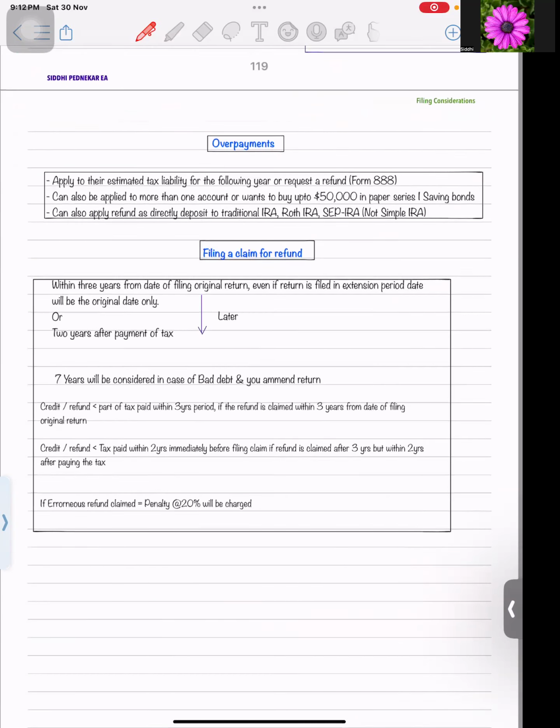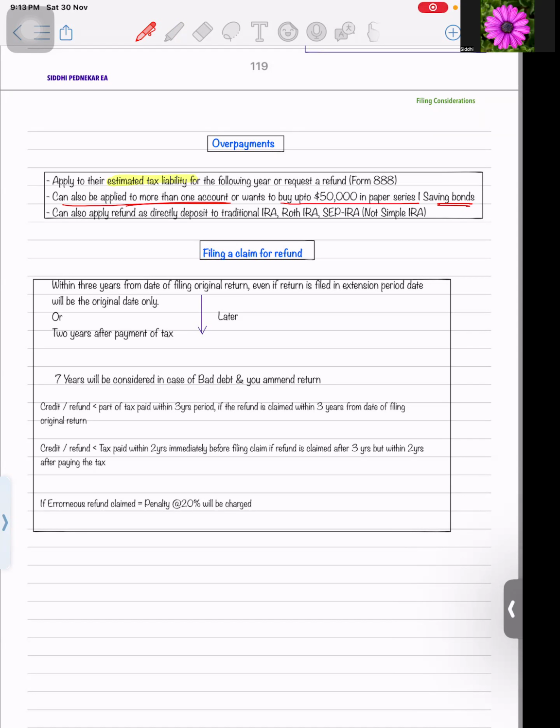Okay. Next is overpayment. If you're paying extra, let's say estimated taxes are paid extra, how will it be settled? It will be applied to their estimated tax liability for the next year. One option is, while filing the return itself, you have the option to select whether you want to get the refund in your bank or you want to apply it to next year's estimated tax, right? It can also be applied to more than one account, or you can buy up to 50,000 in paper Series I savings bonds. So from your refund amount, you can apply to other accounts also.